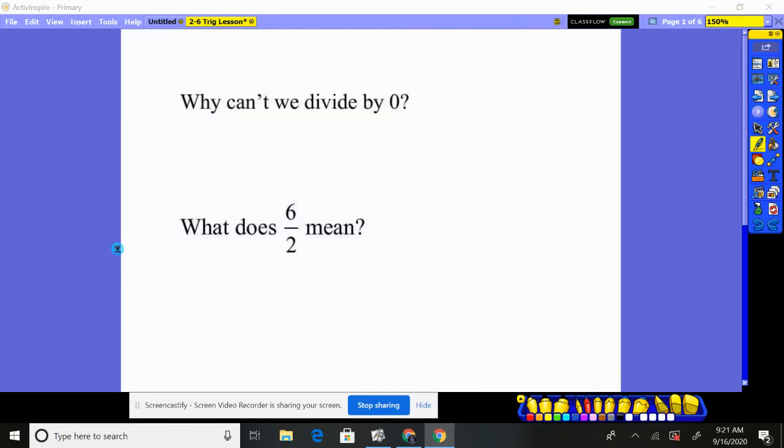Right, let's take a look at a few things. Why can we not divide by zero? I mean, your teachers always said, oh, you can't have zero in the denominator. Why can't you divide by zero? Does anybody have an idea? Well, let's figure it out.